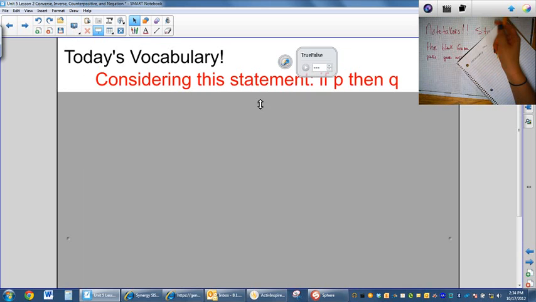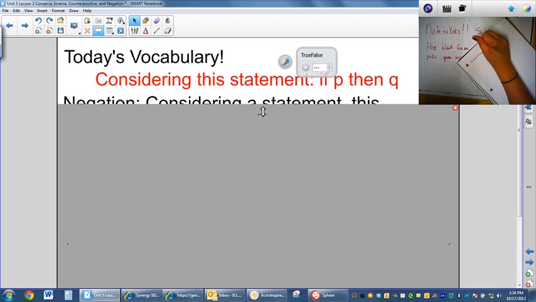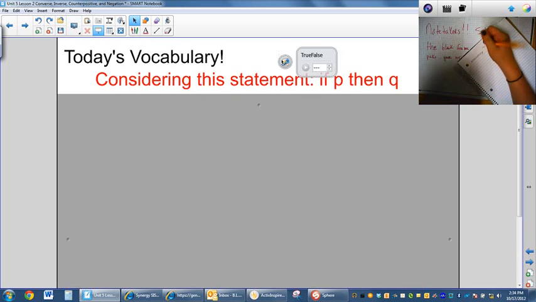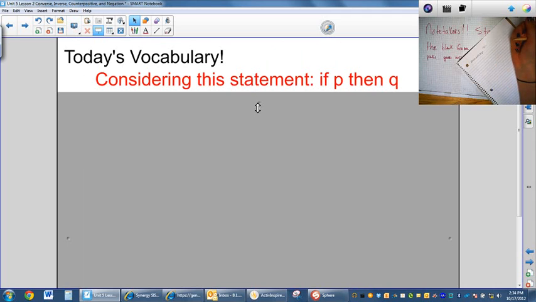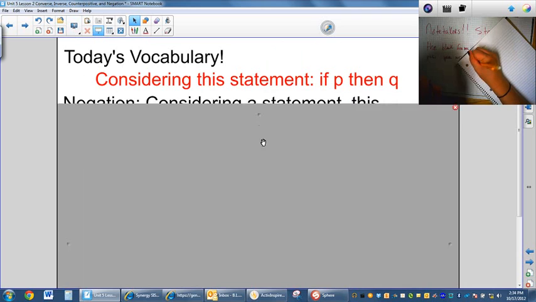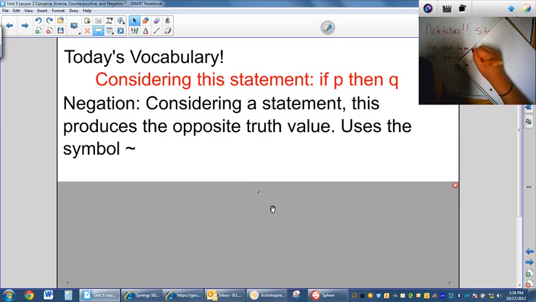45 minutes. All right. Consider this statement. If P, then Q. All right. So think about that statement. And just so you know, you should be writing this stuff down. I'll use a note. Our first new vocabulary is negation.